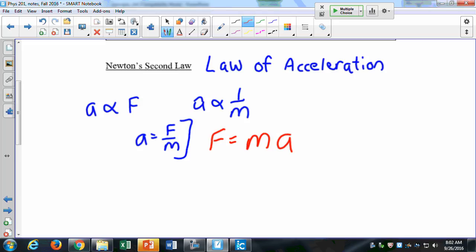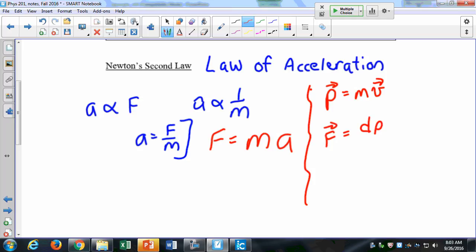You don't need to know this, but if you know what momentum is, don't even write this down unless it's familiar to you. Momentum, which we'll get to in chapter 6, is equal to mass times velocity. And what Newton really wrote in the first law was that the force was equal to the derivative of the momentum. And since momentum is mass times velocity, this was mass times dv over dt, which is our mass times acceleration. We'll come back to this in chapter 6, but this is really what Newton said.